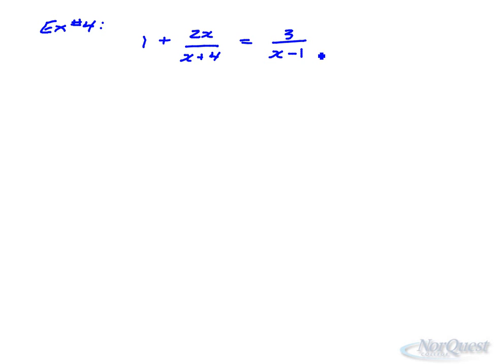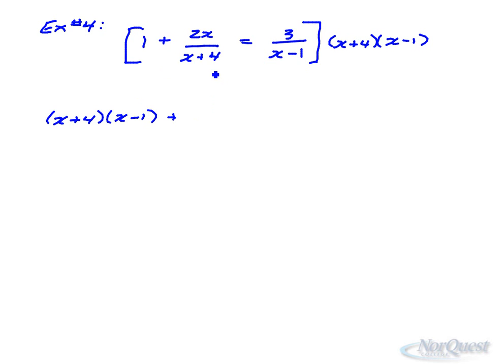Again, as soon as you see a rational type, we know that we have to multiply by the common denominator to both sides of the equation. So we'll multiply by x plus 4 times x minus 1. So the first term will be written as x plus 4 times x minus 1.